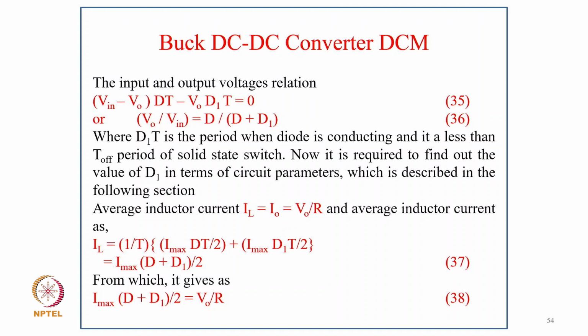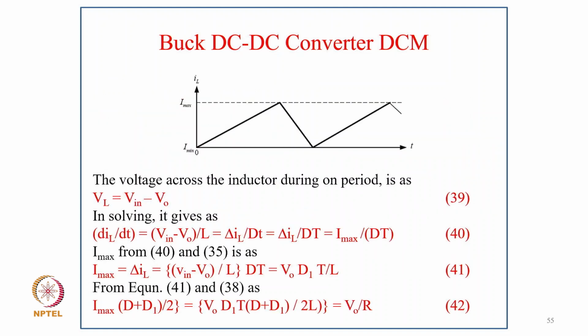Now it is required to find the value of D1 in terms of circuit parameters, which is described in the following section. So coming to the average inductor current, IL equal to Io equal to Vo upon R, and the average inductor current IL equal to 1 upon T into (Imax DT by 2 plus Imax D1 T by 2), and that is equal to Imax into (D plus D1) by 2, from which we can find Imax (D plus D1) by 2 equal to Vo upon R. Of course, here the minimum current is 0 because it is discontinuous conduction mode. And you can see the waveform, how it goes even for the boundary condition, but in the discontinuous condition, with a lower inductor, the current certainly becomes zero much earlier.